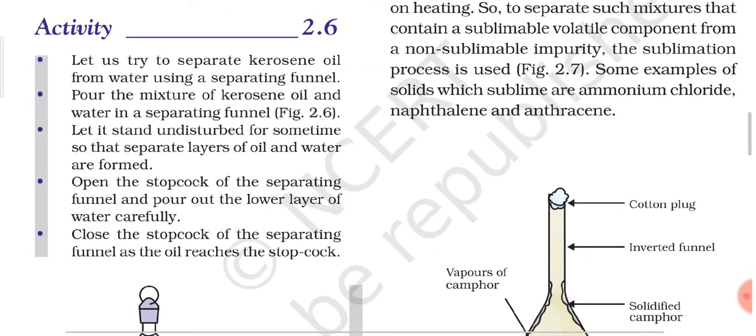Activity 2.6 says: let us try to separate kerosene oil from water using a separating funnel. If you mix kerosene oil and water together, they will not mix with each other and will form separate layers. The other important term here is separating funnel. You must be aware of a funnel, which you must have seen at your home and at different places, and in the laboratory it is used a lot, made of borosil. But that is a different funnel.